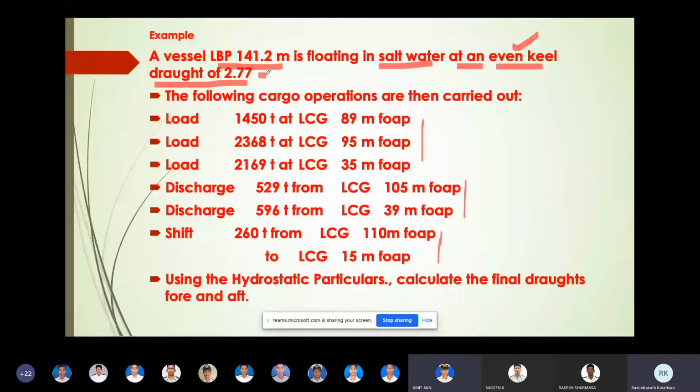Yes, sir. So just remember, whenever you want to enter into hydrostatic tables, you need two data. One, it should be a displacement, or it should be a true mean draft, which is also called an even keel draft. So here there is a small change. Instead of giving displacement, we have been given drafts. Now using hydrostatic particulars, calculate the final drafts forward and aft.